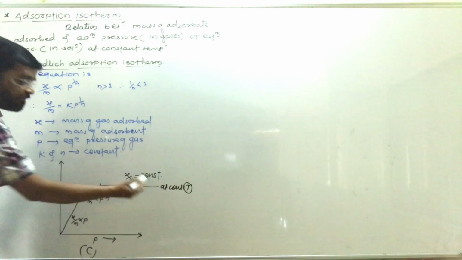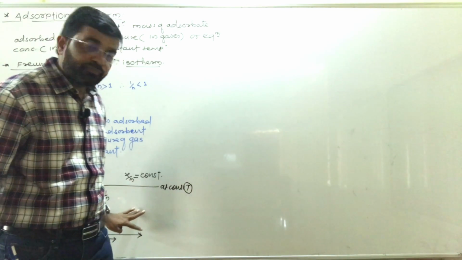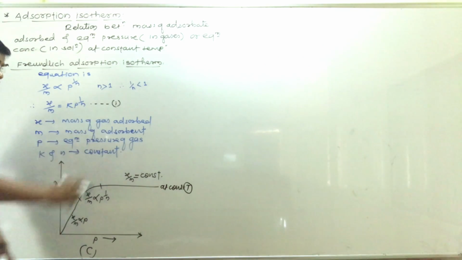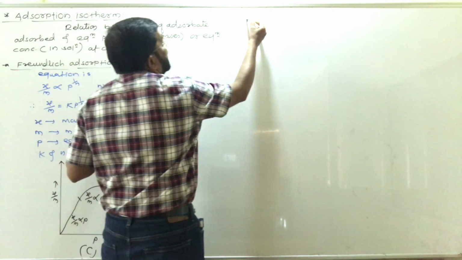So this graph obtained is called the adsorption isotherm. Now see, this is equation number 1.